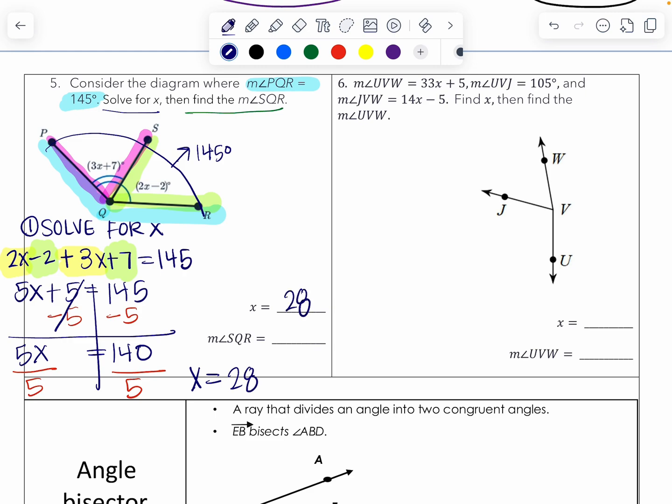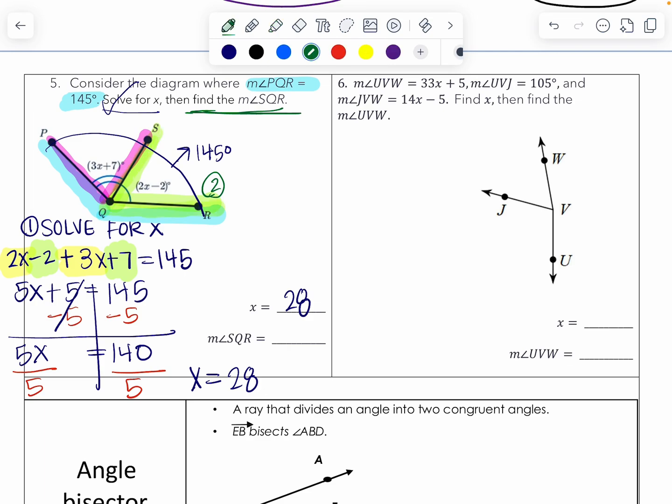Okay, so we just did step 1, we solved for x. Put a little check mark through that. The second step is to find the measure of angle SQR. Okay, SQR is this green angle. If we come from S to Q out to R, that is the green thing.